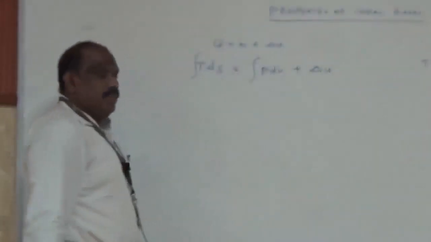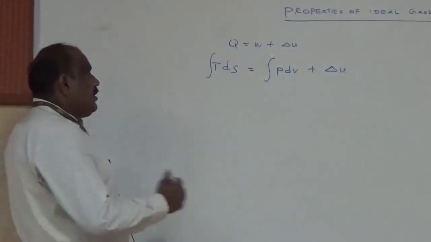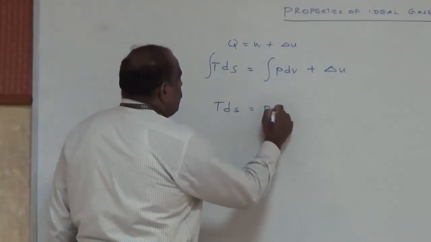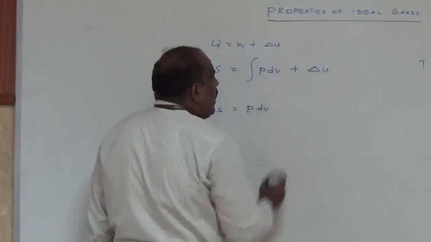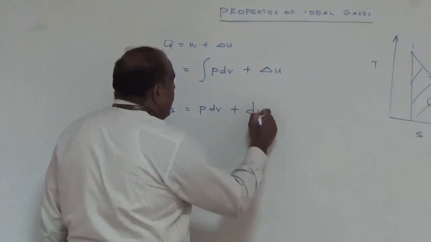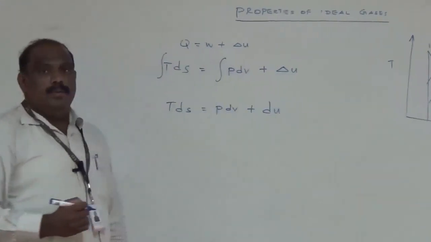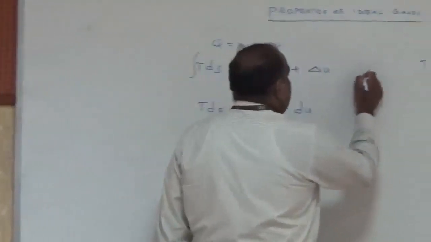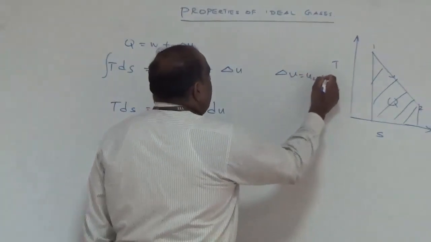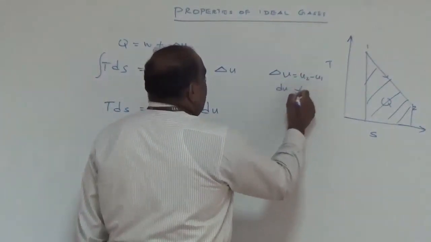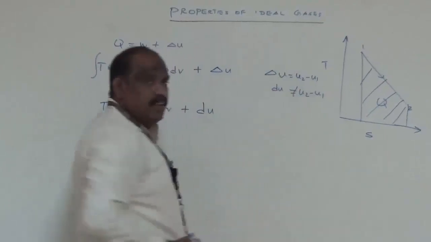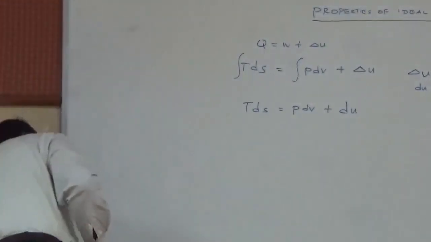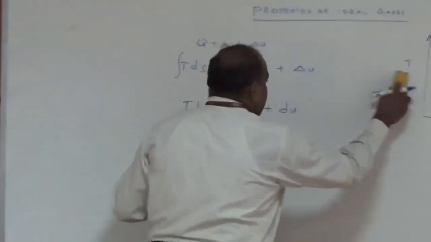I want to differentiate this entire equation. When I differentiate, the integral sign will go away, and the integral of PdV will become simply PdV. As delta U is a number, it now becomes a differential operator. It is not delta U, it is dU. There is a difference between delta U and dU. Delta U is U2 minus U1, whereas dU is not U2 minus U1; it is a differential operator. So this is the first equation we obtained.